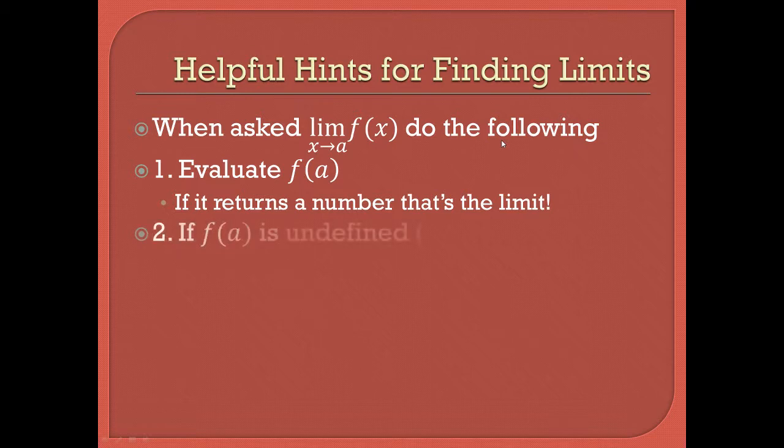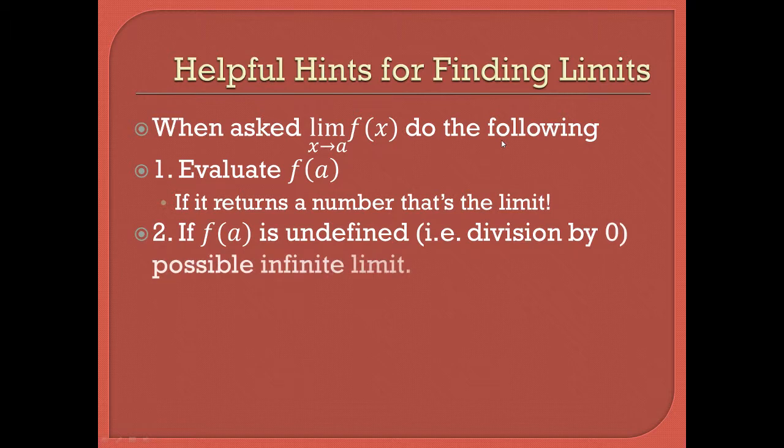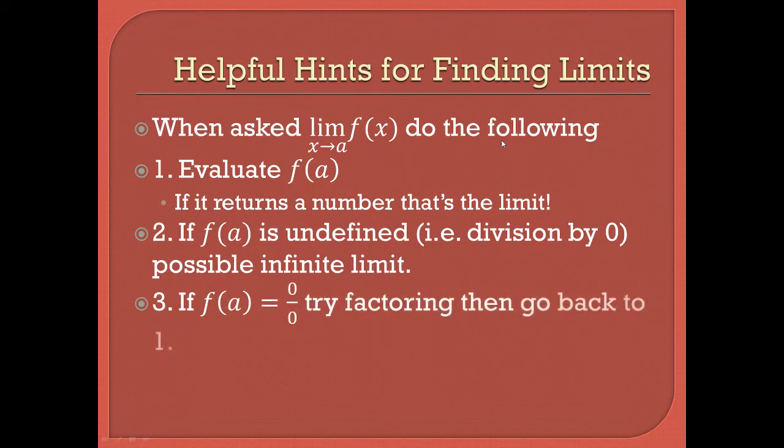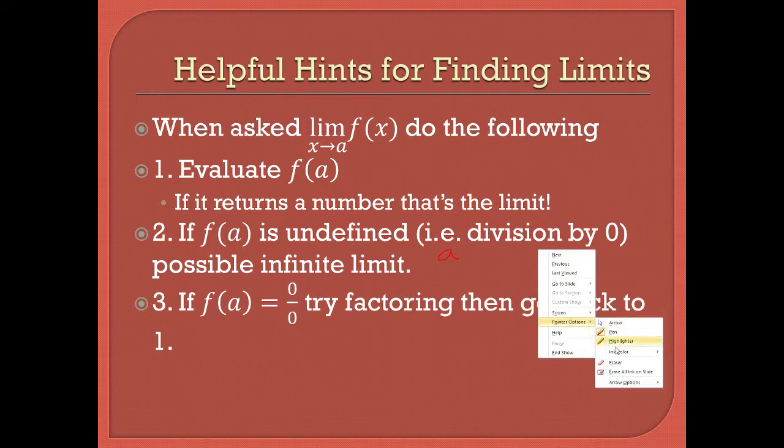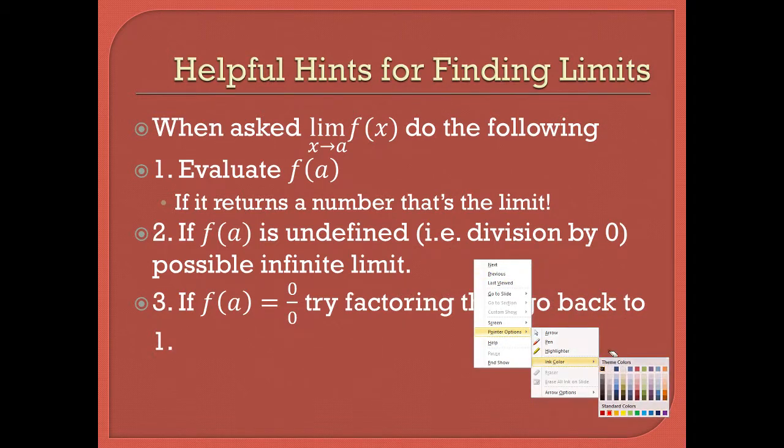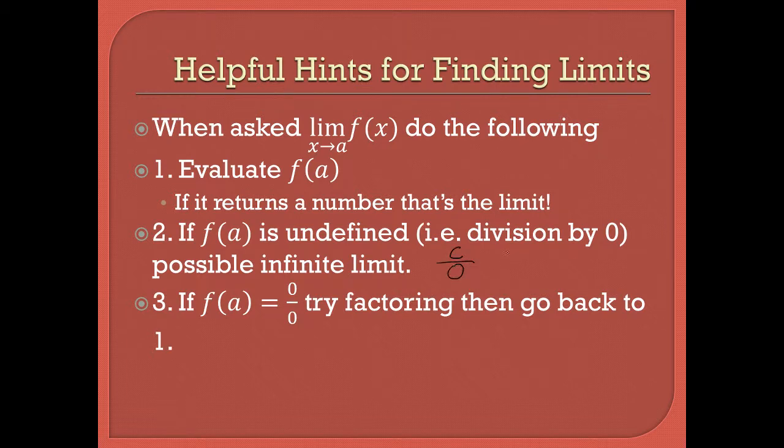So if f of a is undefined, i.e. it's a division by 0, then two possible cases exist. One is that there's an infinite limit, or a negative infinite limit. Or alternatively, f of a is equal to 0 over 0. What differentiates case 2 from case 3 is that in case 2 you get some constant number c divided by 0. If this is the case where you have some number divided by 0, this will possibly give you an infinite limit in either positive infinity or negative infinity. Or possibly neither, if on one side of a it's positive infinity and on the other side of a it's negative infinity.